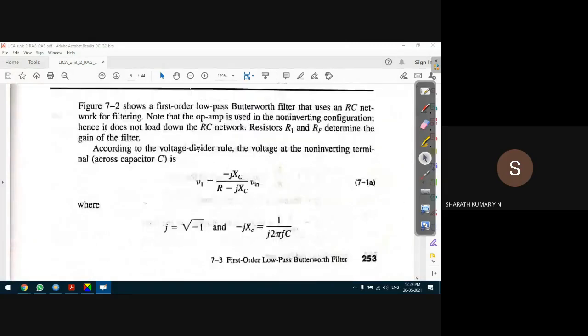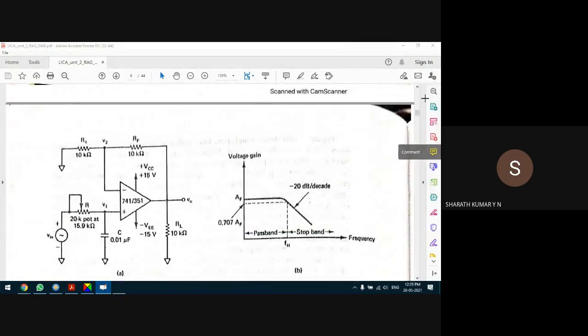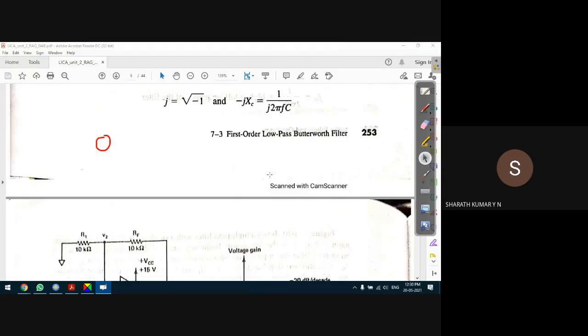Okay, so some derivation. What is V1? This is the point at the non-inverting terminal, V1. Two voltages are applied to the operational amplifier. One voltage is V1, the other voltage is V2. V2 should be virtually at 0 because it is connected to ground. Whereas V1 varies depending on the input voltage and other factors also, because the RC combination is there, which acts as a lagging network.